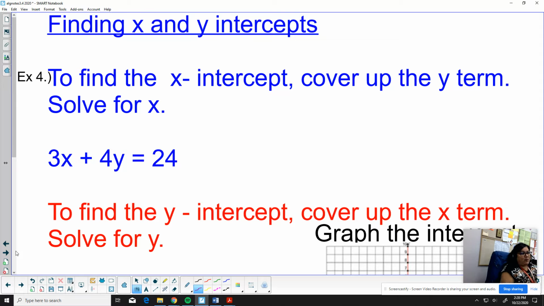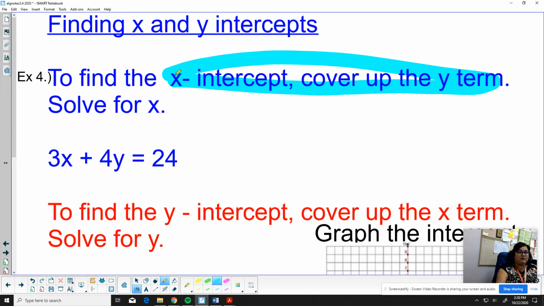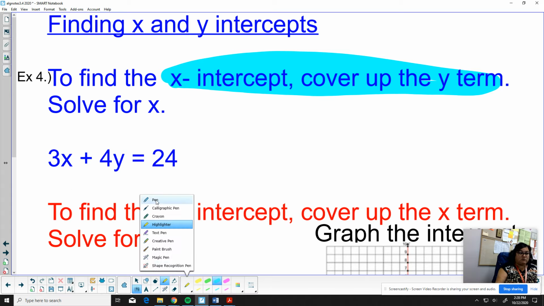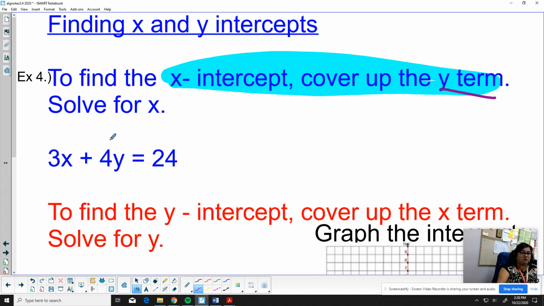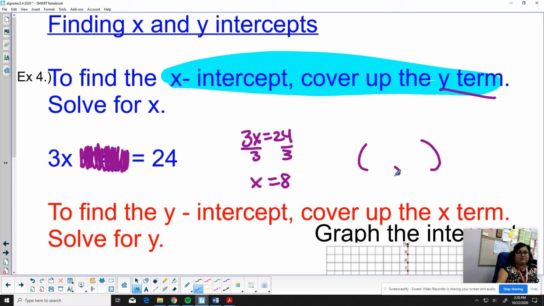So to find X and Y intercepts, when we start with the X intercept, I want you to pause and write this down. To find the X intercept, we cover up the Y term, and then we solve for X. Okay, so here's my equation, and when I say cover it up, I mean we're scratching it out. So we're covering up the Y term, or we're scratching out this part. So the sign, the number, and the Y, all of that gets scratched out. And the only thing left is 3X equals 24. So I'm going to divide by 3 on both sides, and X is 8. Which means if I make it an ordered pair, because it's X comma Y, the 8 goes in the first position, and 0 goes in the back position. I'm going to graph this in a minute.